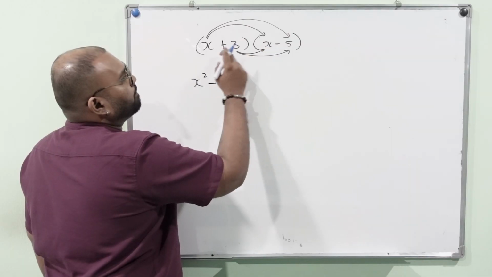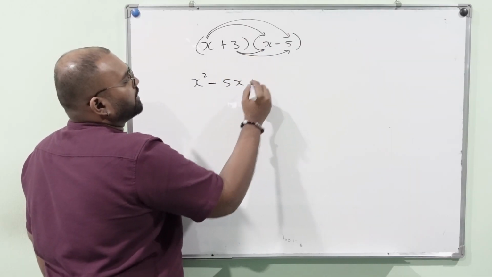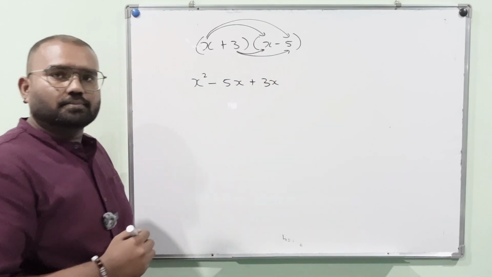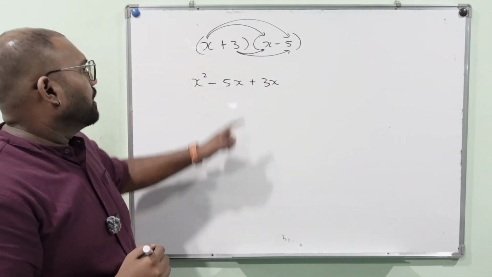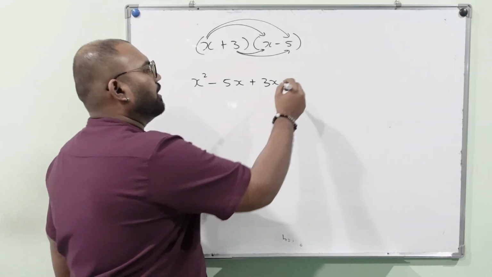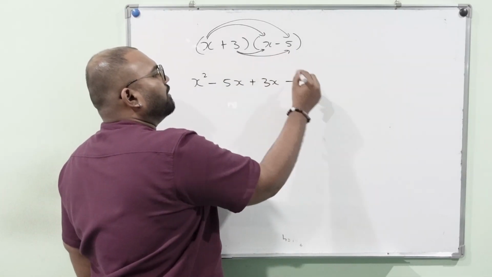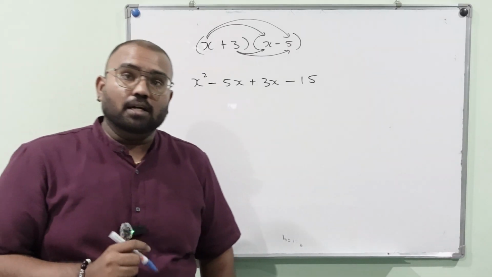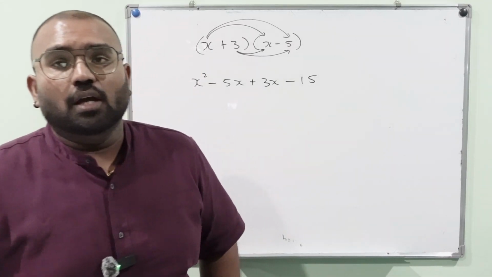Okay, now look at here. 3 times x, positive, positive, positive. 3 times x, 3x. Okay? Then we do the next one. Positive, negative, negative. 3 times 5, 15.